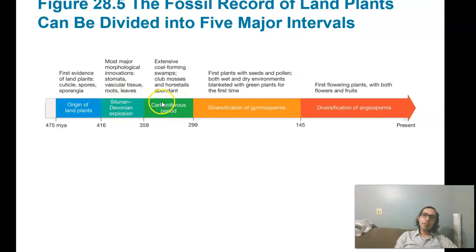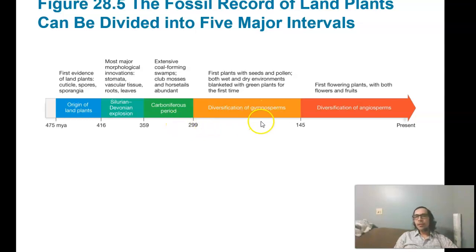And then when we move on to the Carboniferous period, this is where a lot of the coal forming swamps occurred. During this period, there were a lot of swampy areas, a lot of boggy areas, and a lot of the plants that were present at this time were mainly seedless plants, like horsetails, club mosses, and ferns.